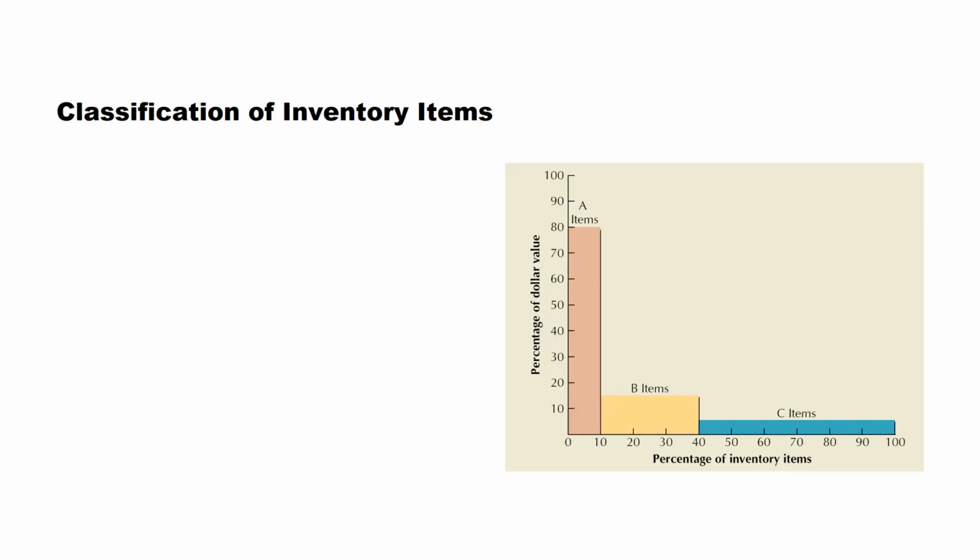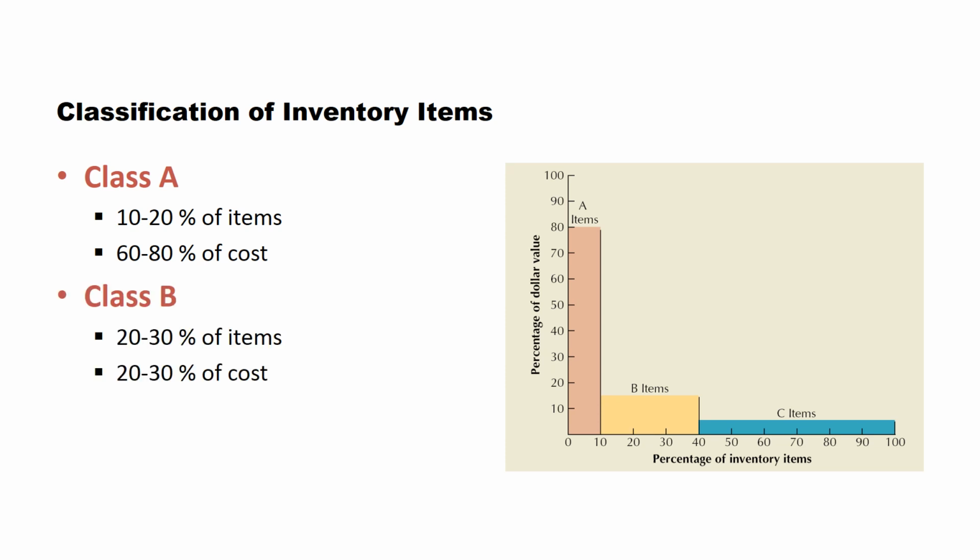In the extreme cases, Class A may include 10 to 20% of the items, but account for 60 to 80% of the cost. Class B may include 20 to 30% of the items and account for 20 to 30% of the cost. Class C includes all the rest, that is the majority, 50 to 70% of the items, but only accounts for less than 20% of the cost.